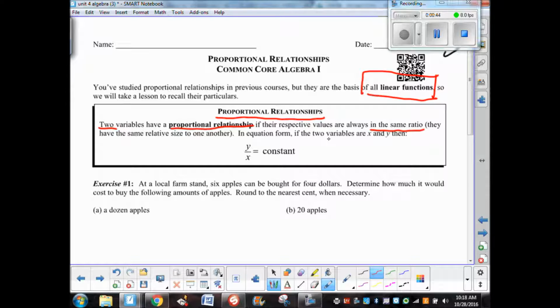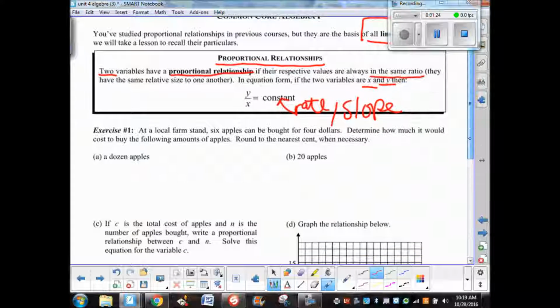In the equation, if the two variables are x and y, then y divided by x equals a constant. So y divided by x equals some constant. This should kind of ring a bell to you. Something being constant, we're talking about a linear relationship. We did spend a fair amount of time with the average rate of change in the last unit. So this obviously is your rate, or in other words, your slope. Your average rate of change, it's your slope. And it's constant because it's linear.